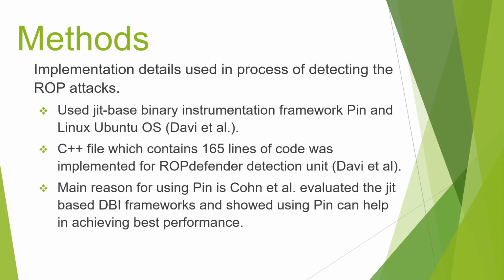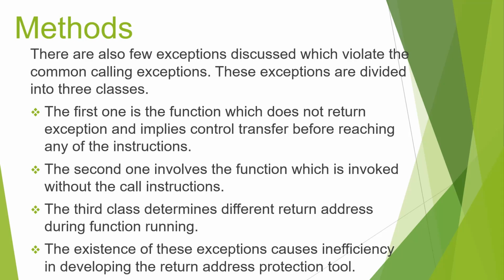The authors also present the implementation details used in the process of detecting ROP attacks. They use the JIT-based binary instrumentation framework PIN and the Linux Ubuntu OS. In addition, a C++ file which contains 165 lines of code was implemented for the ROP Defender detection unit. The main reason for using PIN is that Kohn evaluated JIT-based DBI frameworks and showed that using PIN can help in achieving the best performance.